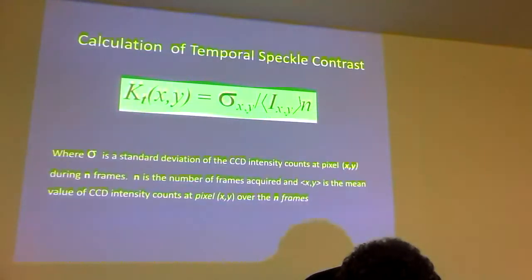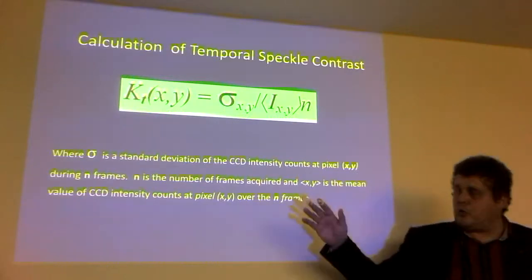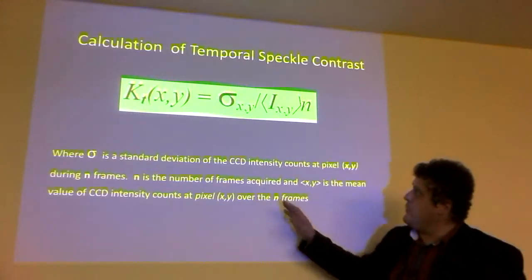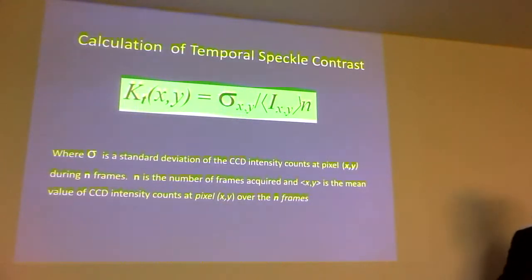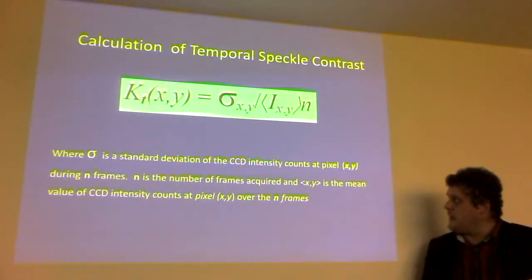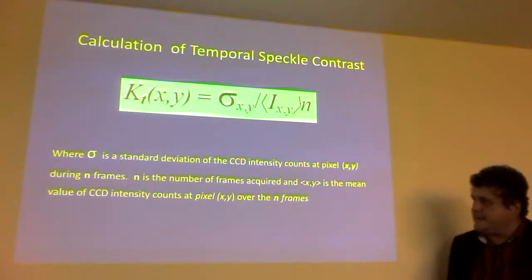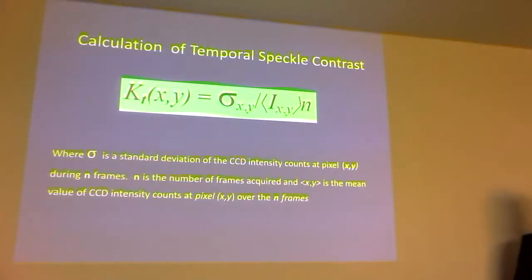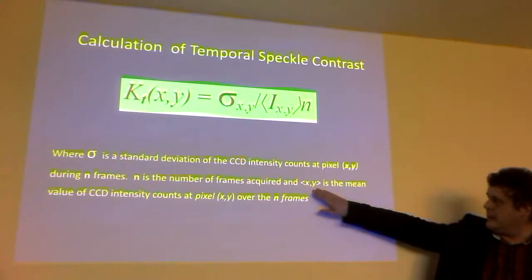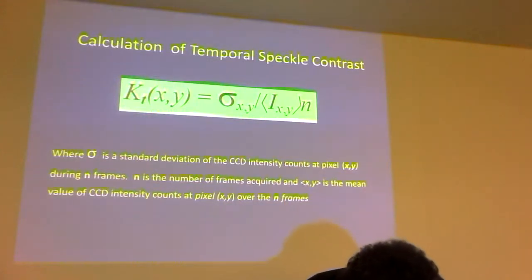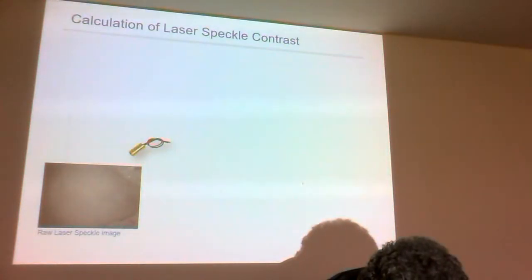But in fact, what I showed before is only the final result. First of all, to get this result, we need to calculate the so-called temporal speckle contrast, which is the standard deviation of the CCD intensity counts at each pixel over a number of frames, where n is the number of frames, divided by the mean value of CCD intensity in the same pixel. So that's what we're illuminating and what we saw as raw laser imaging.